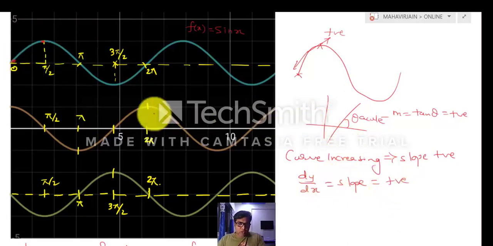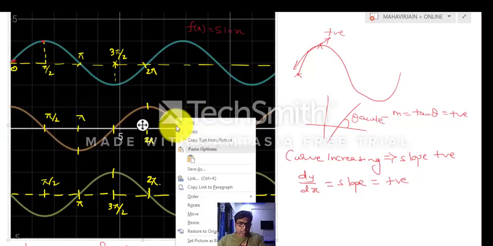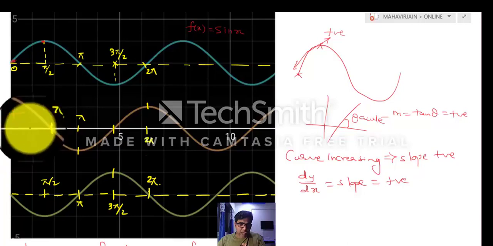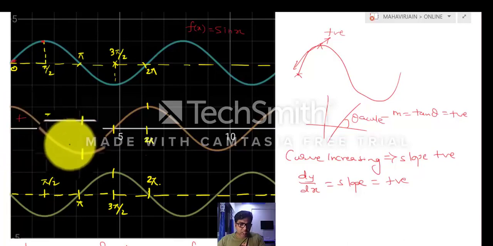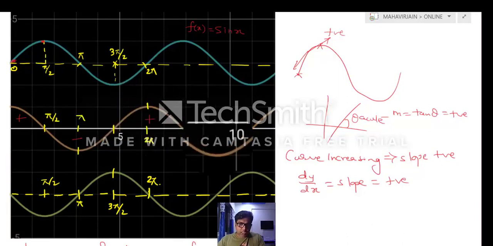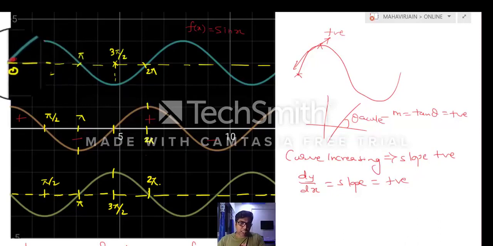Now the next graph that you see, this brown colored graph, is nothing but the derivative of it. Just check: from 0 to pi by 2, the derivative is positive. Just write it down. Why is it positive? Obviously, this white line means the axis, above which it is positive and below which it is negative. I hope that's very clearly understood, right? And why is the curve this way? I'll make you understand that also.